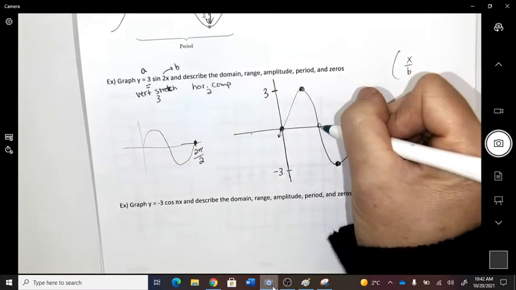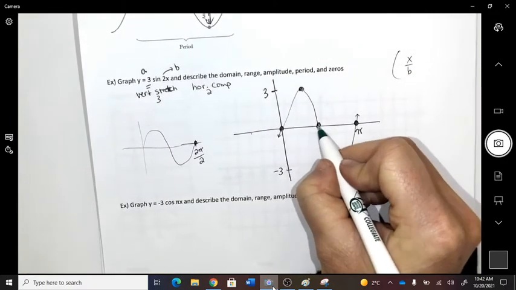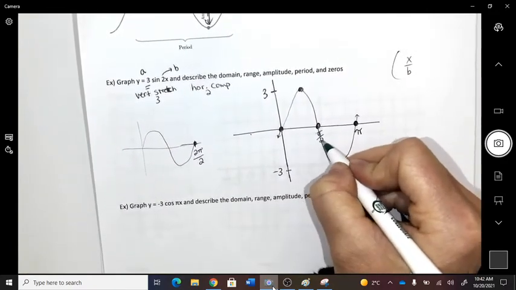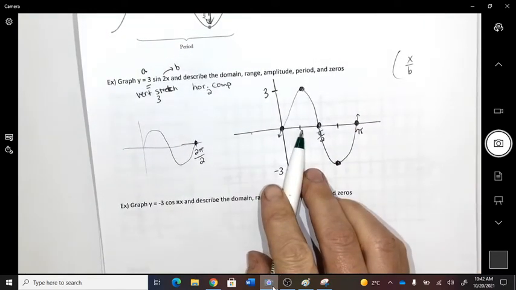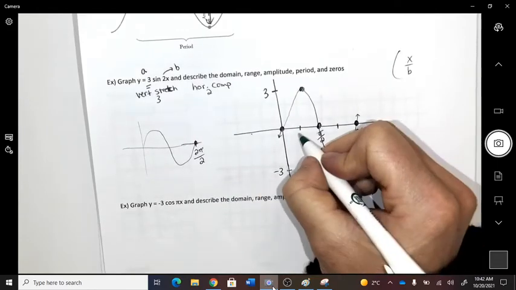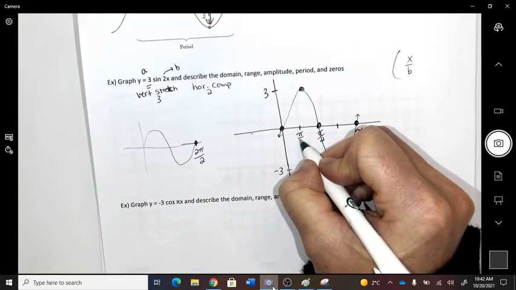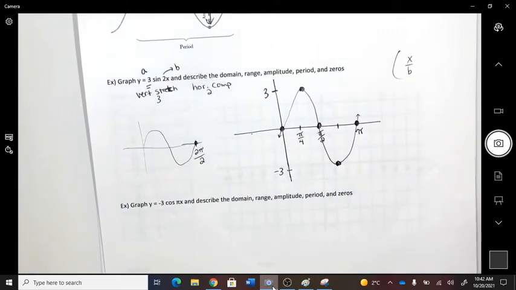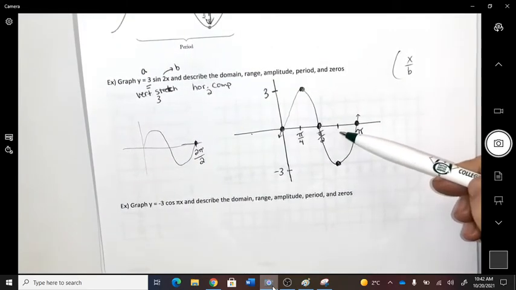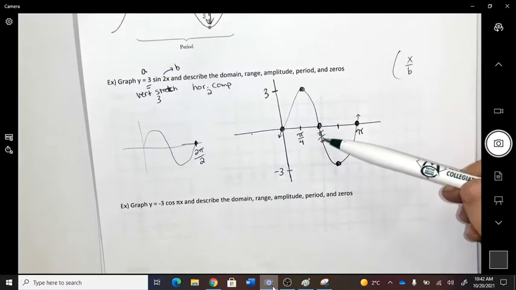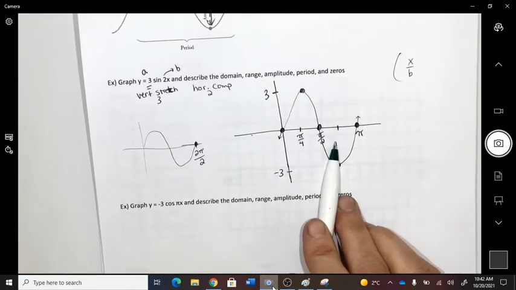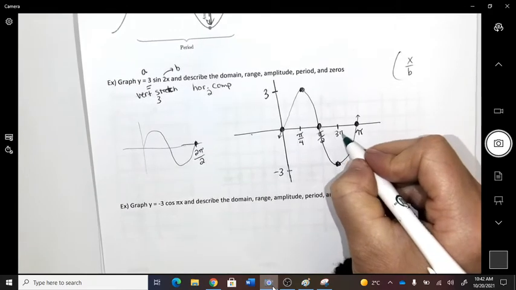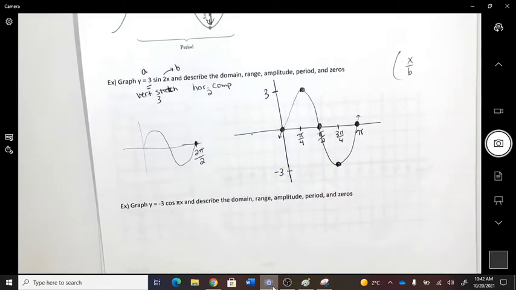So what will this be right here? Pi over 2. What would this max point have an x coordinate of now? Pi over 4. Does anybody know what this one would be? Pi over 4, pi over 2. So think about it as 1 pi over 4, 2 pi over 4, 3 pi over 4, 4 pi over 4.